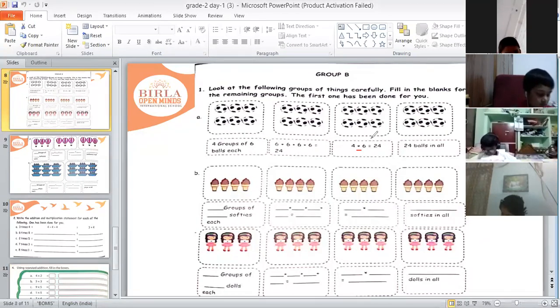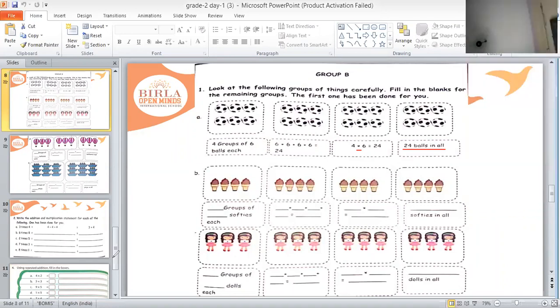So we will write here 4 sixes are 24. So we can write here 24 balls in all. Okay, right? So now next, in the next bit there are ice creams, softies.